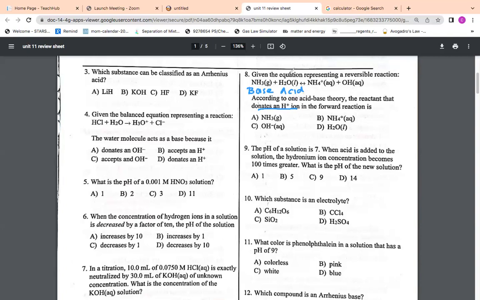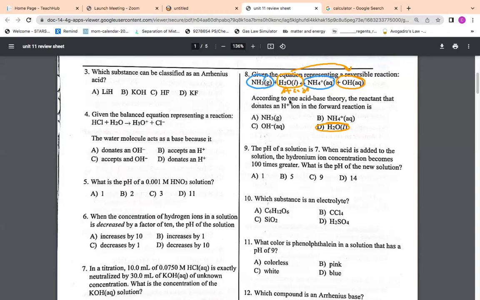And also the way that we can tell is, I'm going to color code this here. Let me clear this. So I know that this belongs with this, and this belongs with this. And I can see what happened to the water. The water lost a hydrogen ion. So things that lose hydrogen ions are acids. So this would definitely be our acid. Choice D.